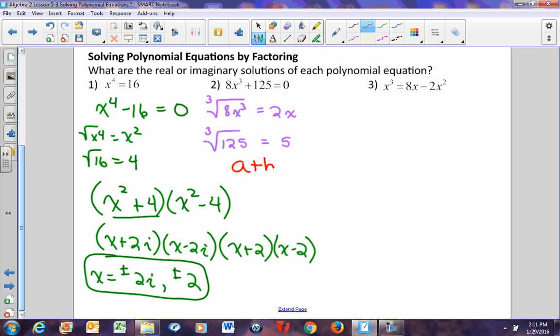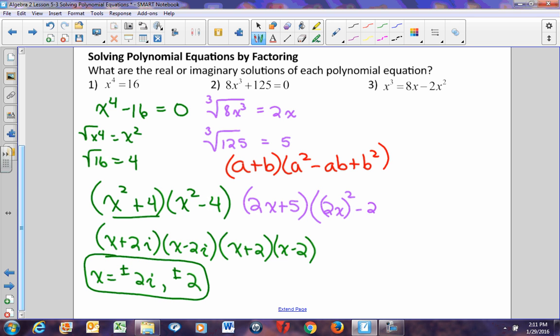It's going to be (a plus b), parentheses, (a squared minus ab plus b squared). So I'm going to plug this in. a is 2x, so I have 2x plus b is 5. Then I'm going to take the a squared, so (2x) quantity squared, minus a times b, excuse me, minus 2x times 5, plus b squared, which is 5 squared.